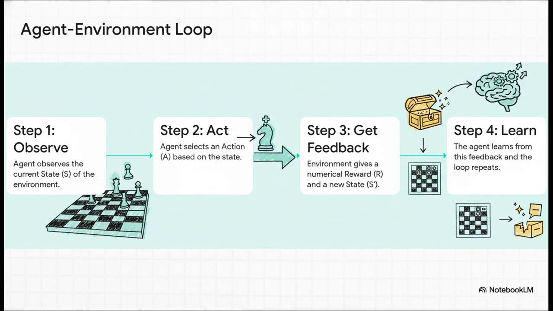So how do they interact? It's a constant loop, a back and forth. First, the agent looks at the current situation. We call that the state. Where are all the chess pieces right now? Then, based on that state, it chooses an action. It moves a piece. The environment sees that action and does two things. It gives back a numerical reward, like +1 for winning, -1 for losing, and it presents a new state. And then the whole thing just repeats. State, action, reward, new state, over and over. That's the engine of reinforcement learning.